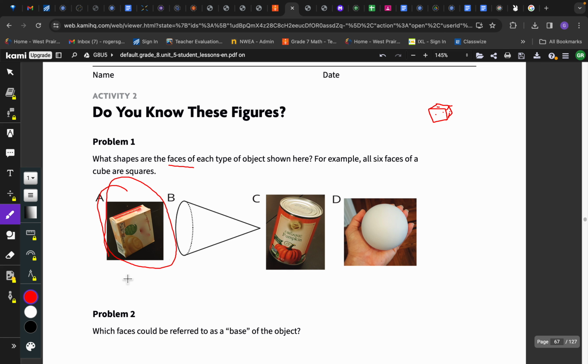So what shapes are the faces of this? What shapes do you see? Well, technically there's 3 different shapes. There is this shape right here. That's a rectangle. There is this shape right here.